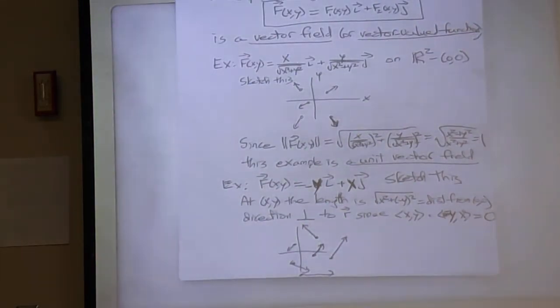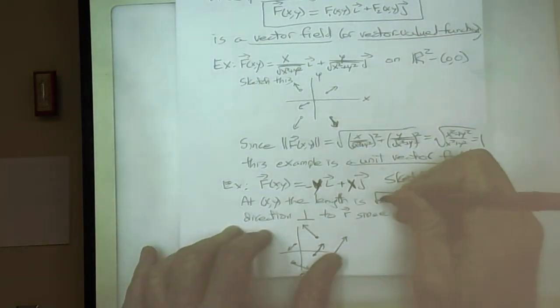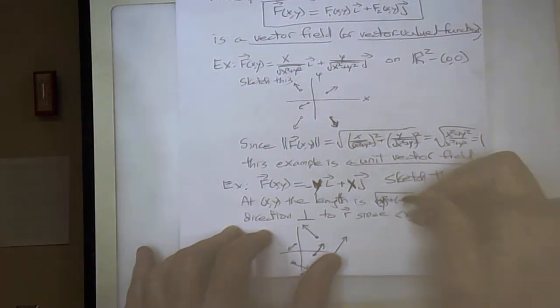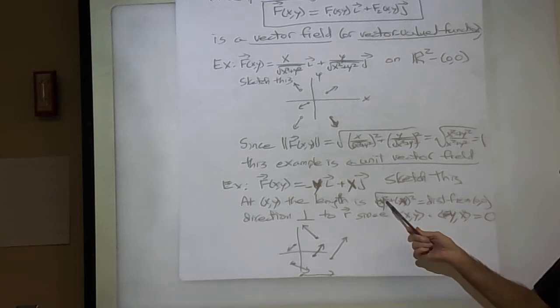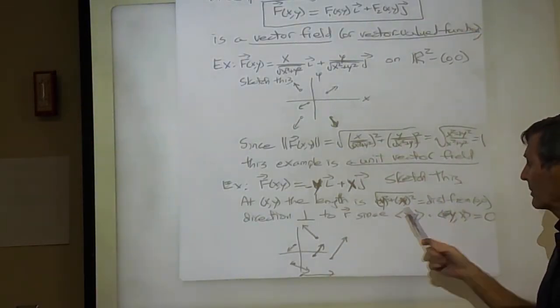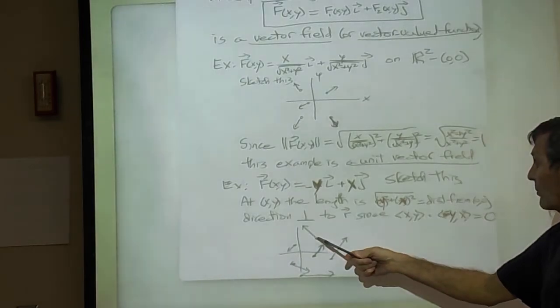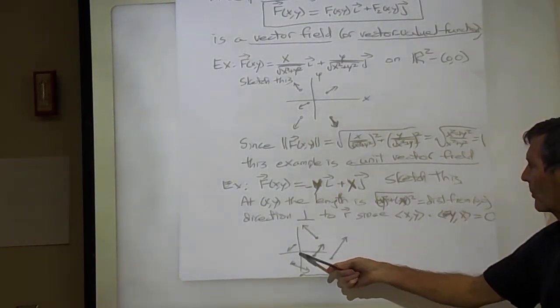Minus y squared plus x squared, the square root, is the square root of x squared plus y squared, which is equal to the distance you are from the origin. So at each x, y that you're at, the length of the vector there is going to be the same as the distance to the origin.